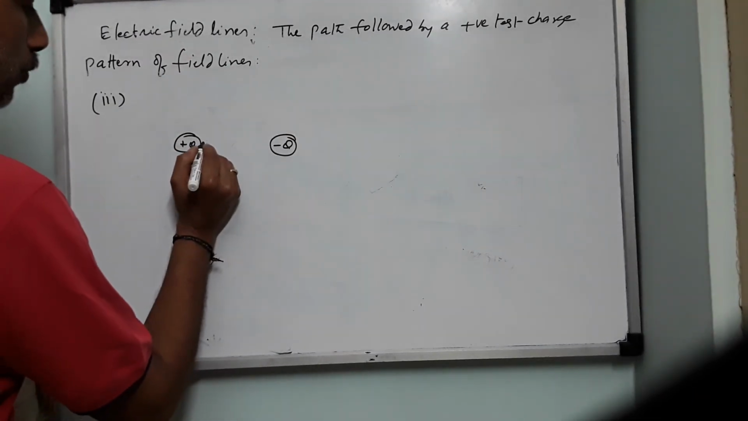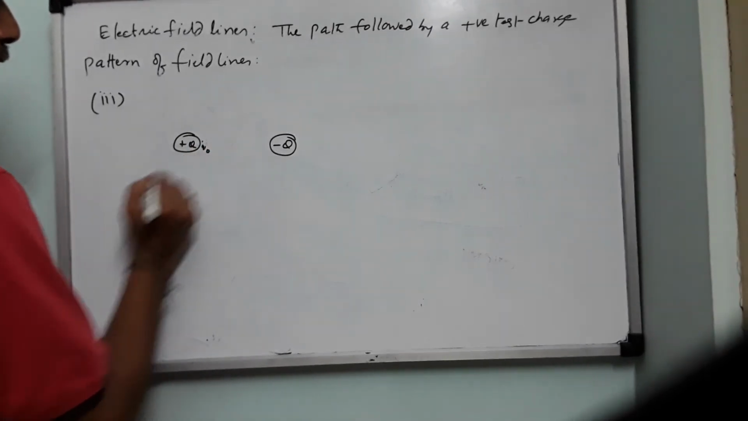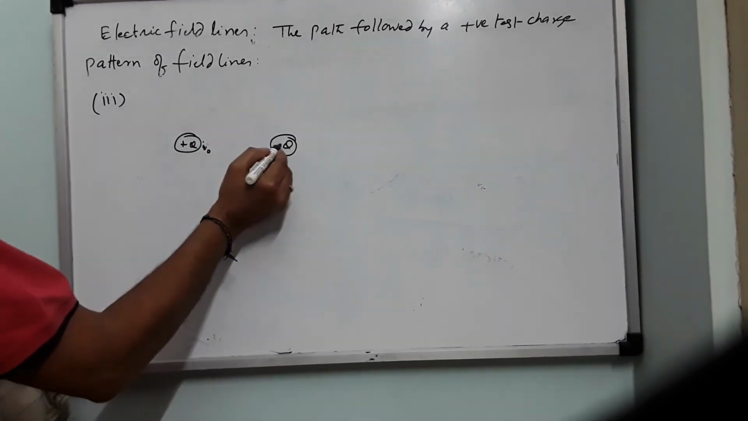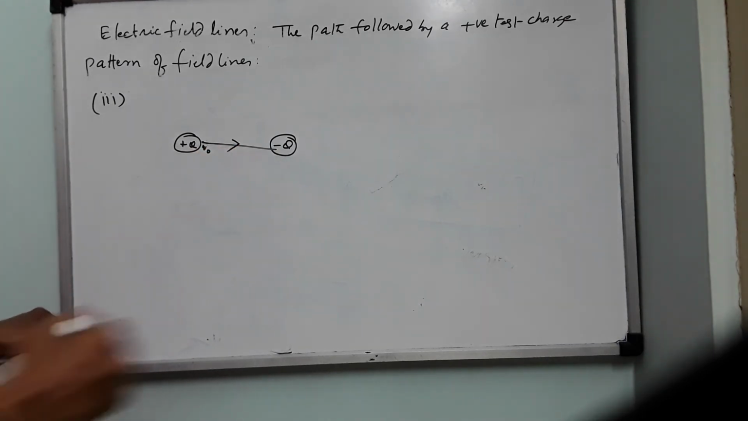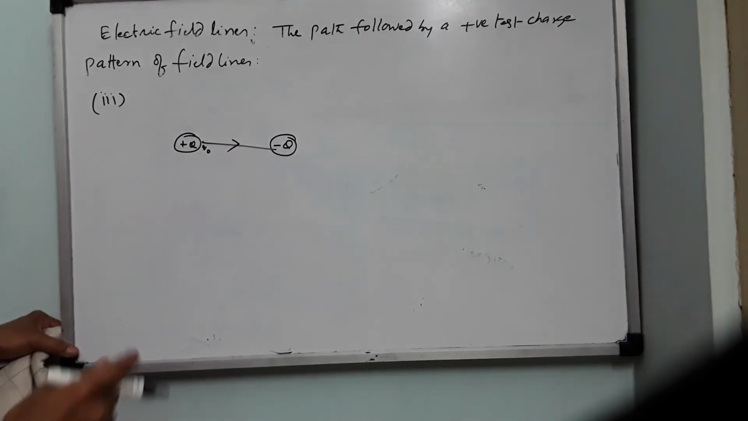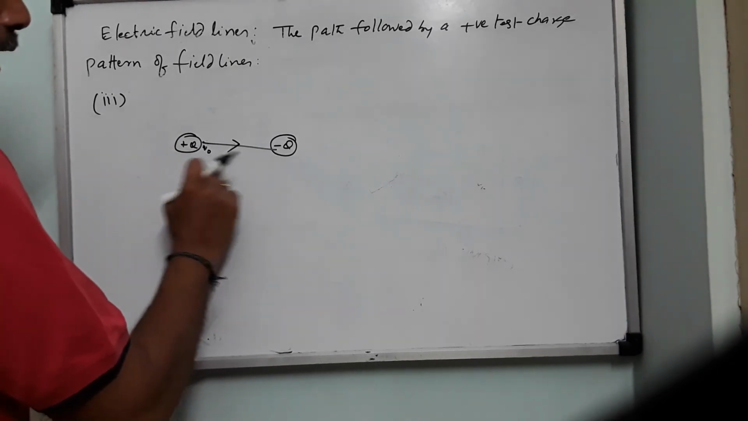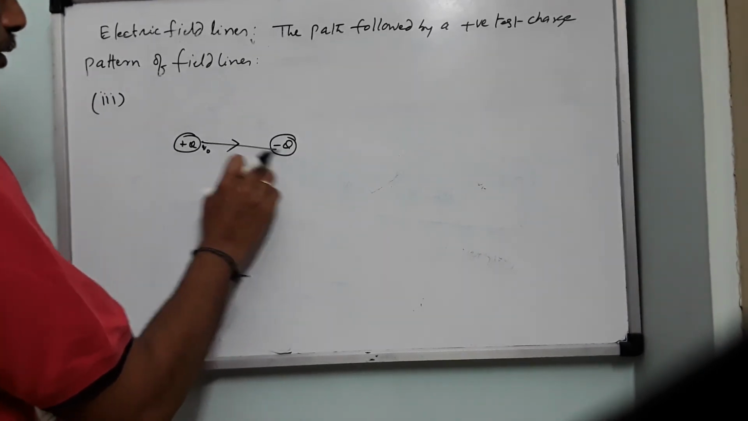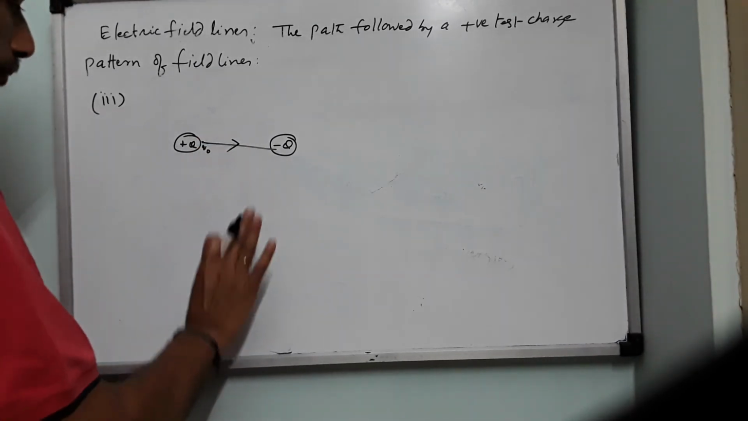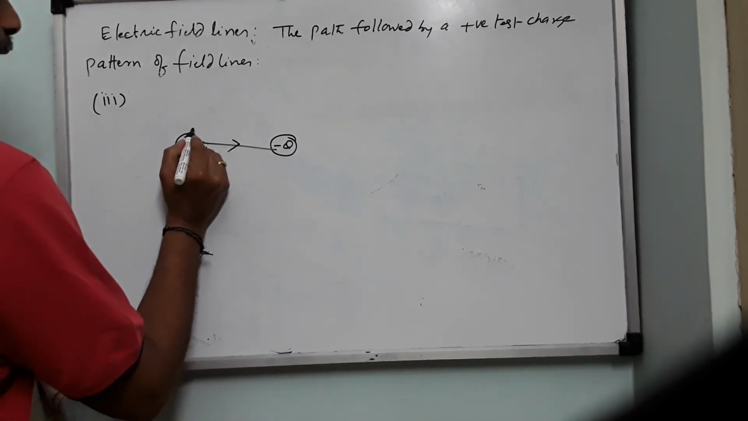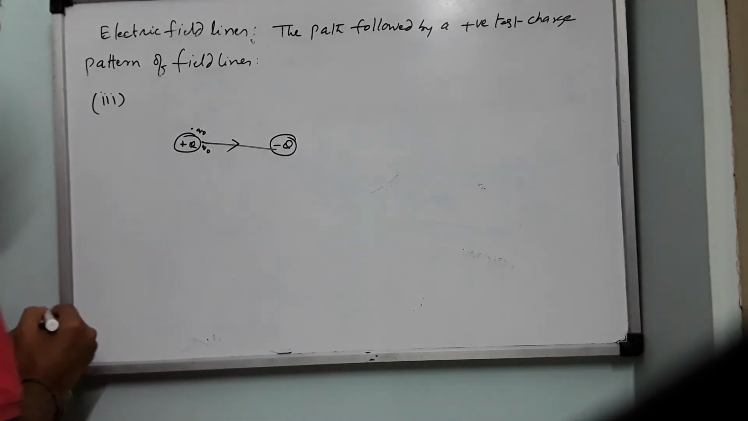Now, if I place Q0 here, very close to this one, it is repelled by this and attracted by this. So therefore, there is no other way. It has to run towards minus Q. So it is now starting from plus Q and it is going to minus Q. Starting from plus Q, ending at the minus Q, its journey. It will stop there.